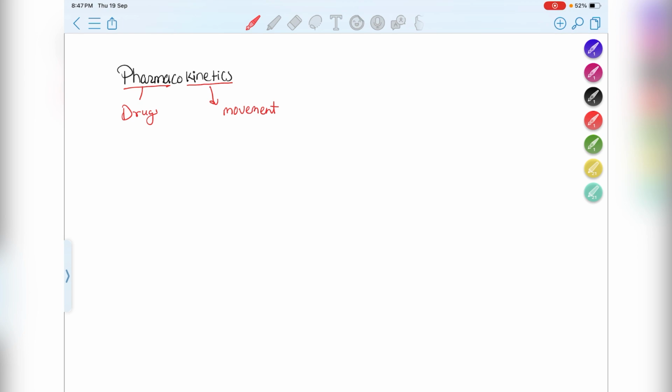Okay, and another very important term is pharmacodynamics. Okay, the pharmacodynamics deal with the effect which is produced by the drug.